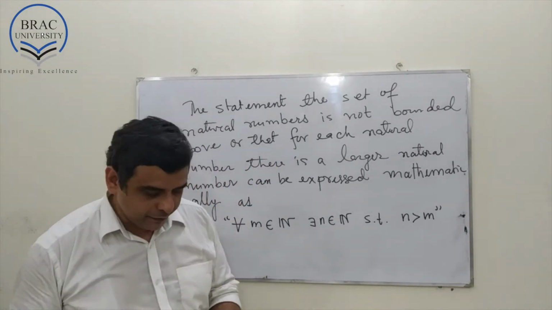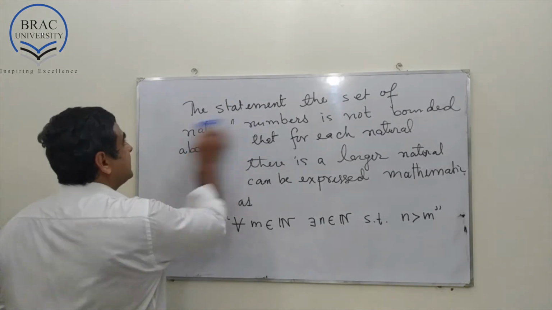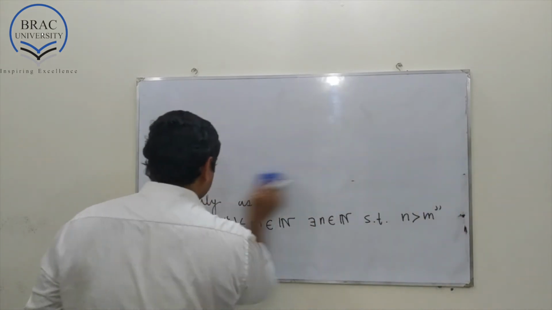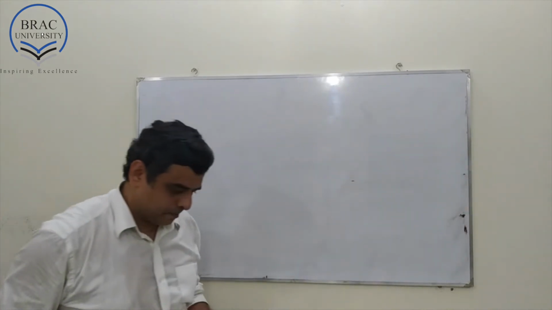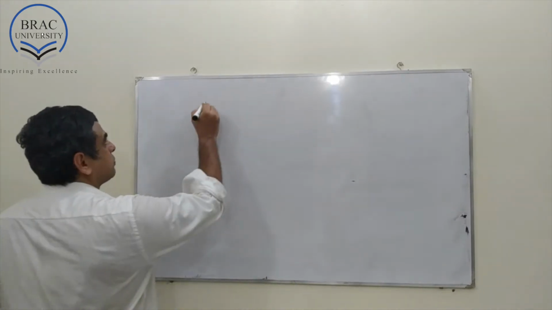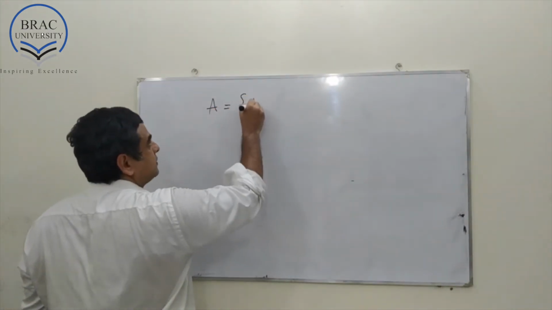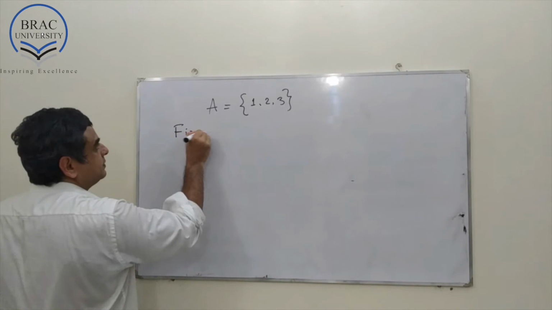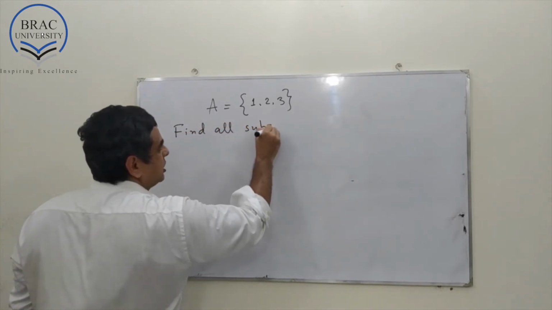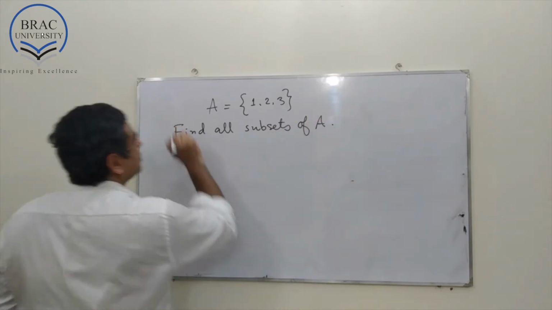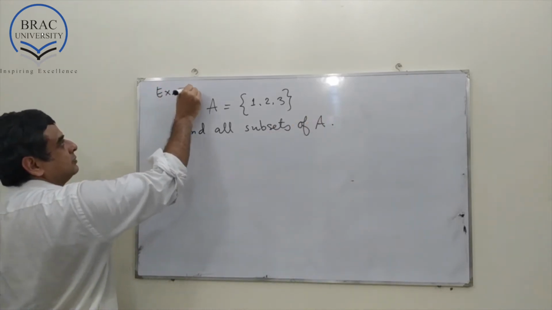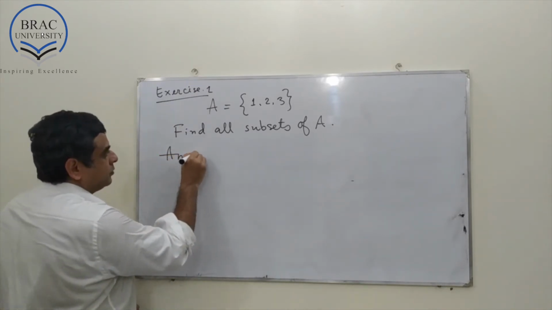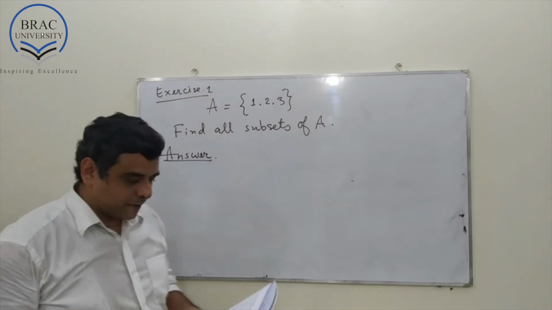Okay, now it's time for an exercise, which is a pretty simple one. One can do it immediately, which asks you to find all possible subsets of this set A, 1, 2, 3. Okay? Find all subsets of A. This is the first exercise. So this is pretty simple. I don't bother you with a very easy exercise.